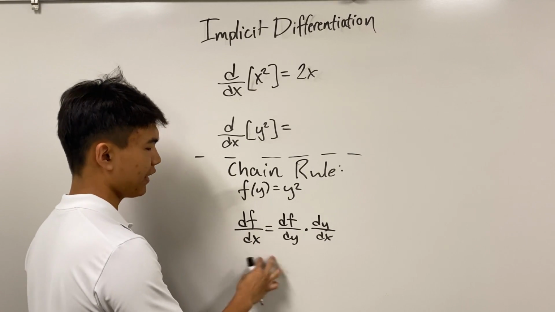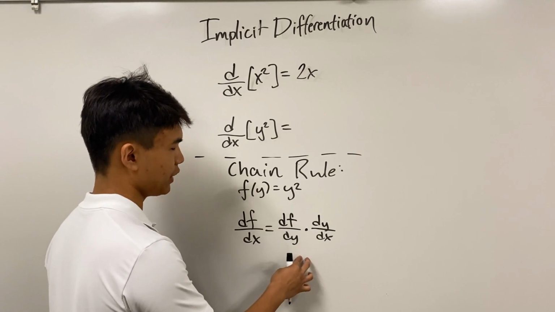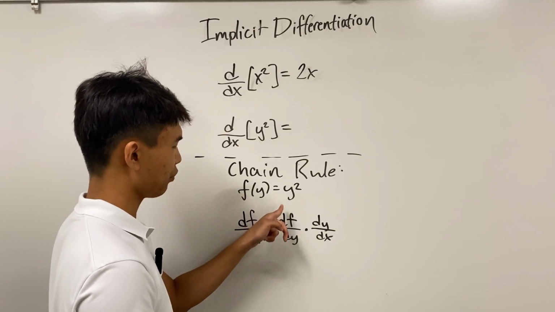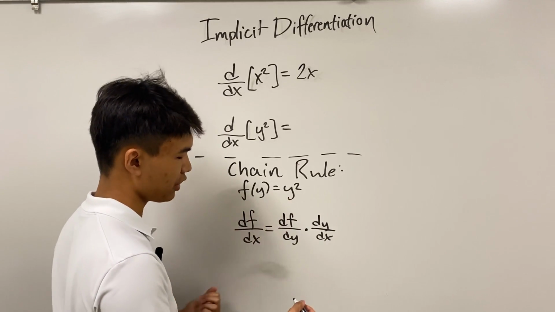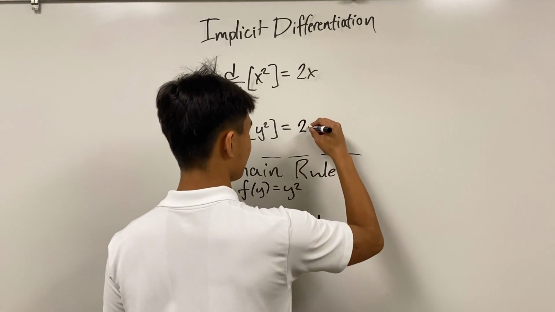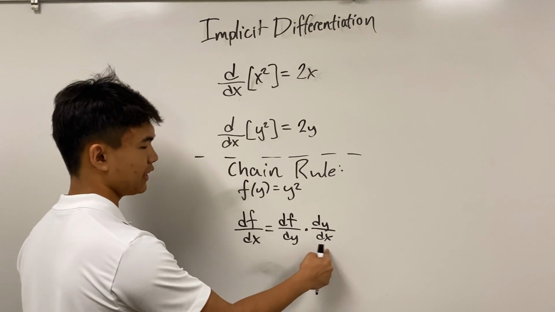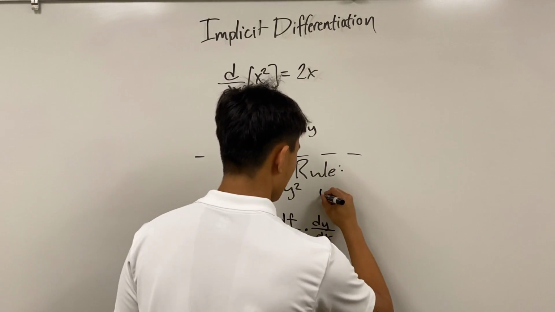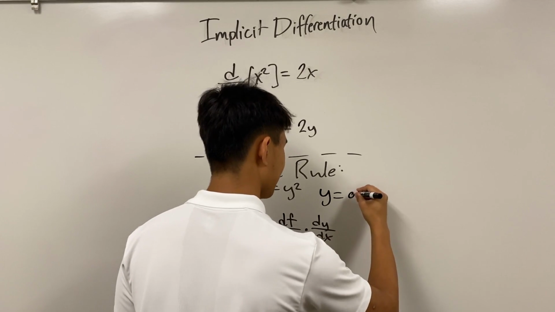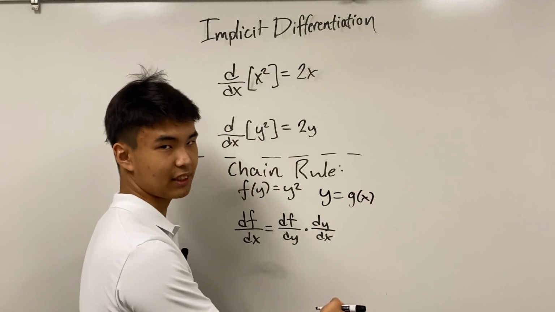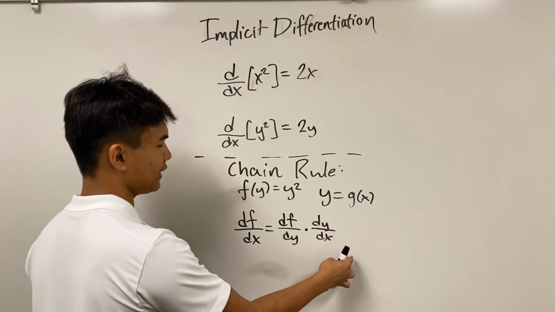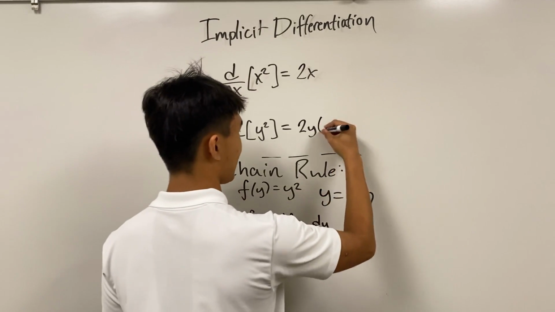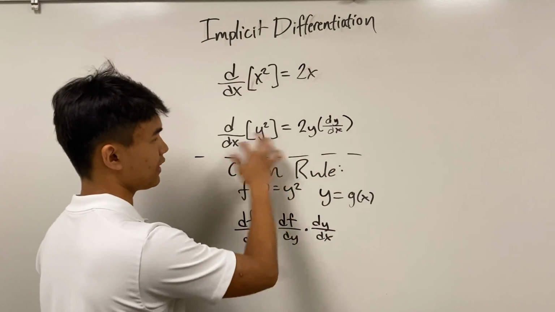Now let's actually go find this. If I want to find df/dy, we're just going to differentiate f with respect to y, and since the variables agree, we can just use the power rule to say that is 2y. Now we need to find dy/dx. But we don't actually know what y is, we just assume it's some general function of x. Since we don't know how to express dy/dx in terms of x, we just leave it as dy/dx. And this is our answer.